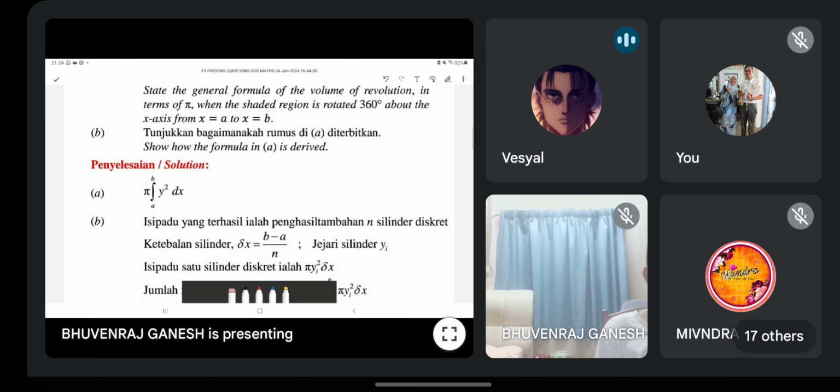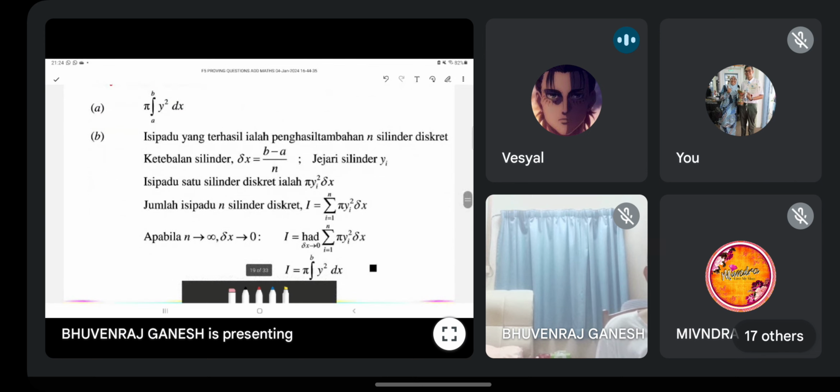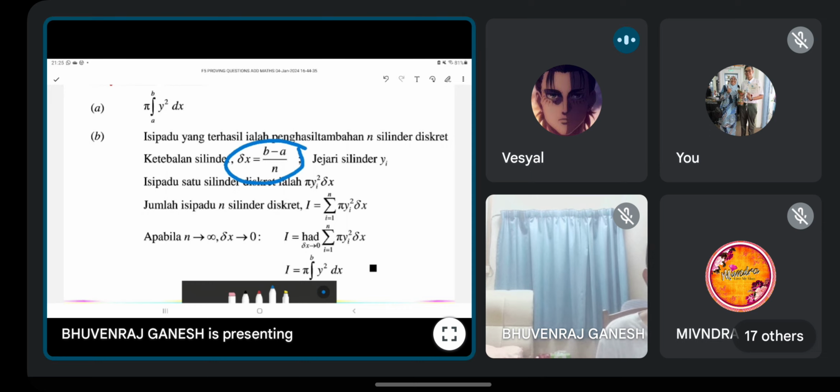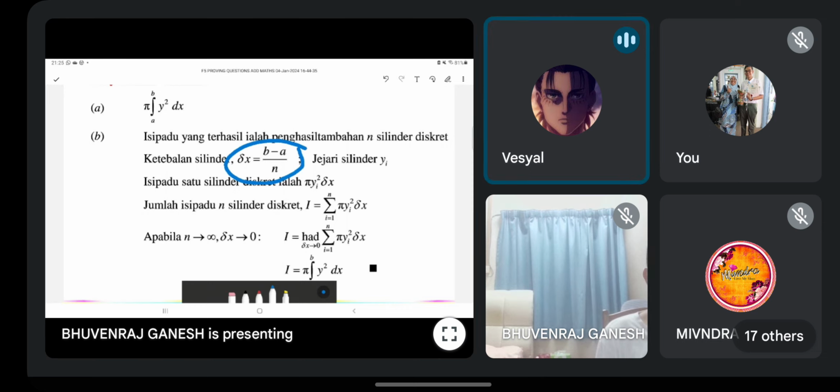To prove this formula, the first step, like in the previous formula, is we will take our delta x equals to b minus a over n. B is basically the final coordinate that we want to measure, a is the first coordinate, and we subtract to get the region of the area, and then we divide by the number of cylinders in order to find our delta x. So far so good? Yeah, okay.